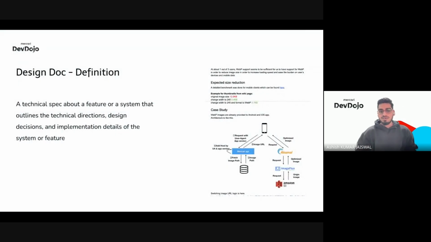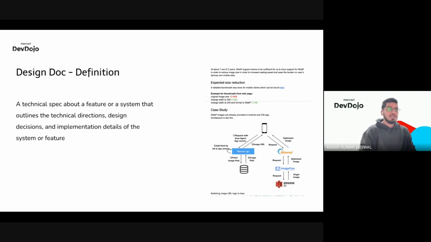Okay, so I think most of you are already familiar with the design doc. Some of you might have also written one before. So we will start with the definition of a design doc. What is basically a design doc? A TDD is basically nothing but a document that outlines the technical direction, design decisions, and also the implementation details of any feature or system which you want to create.